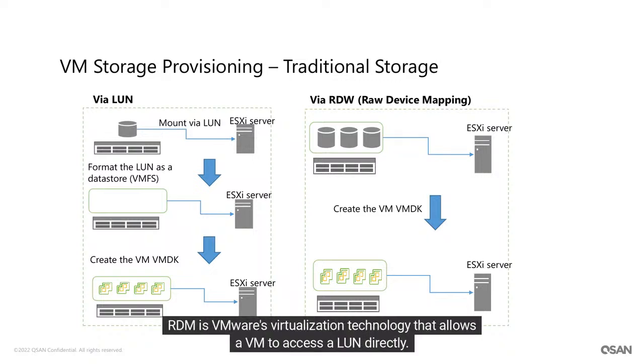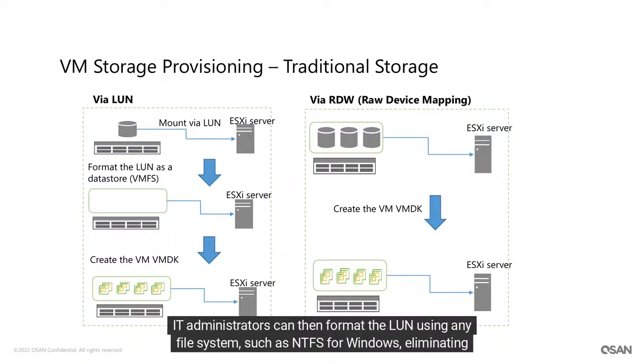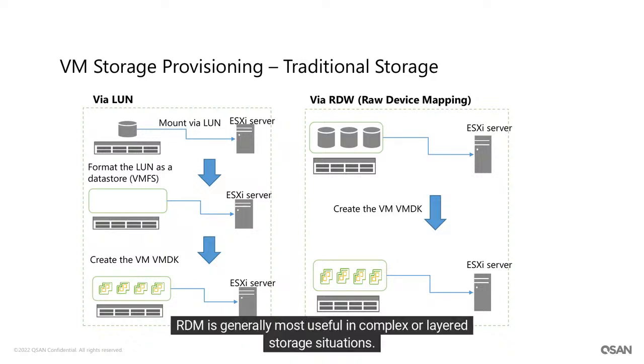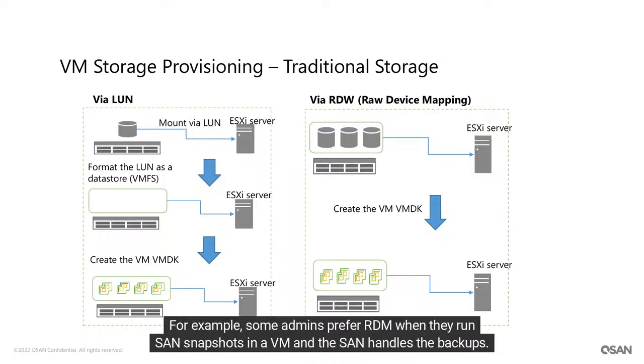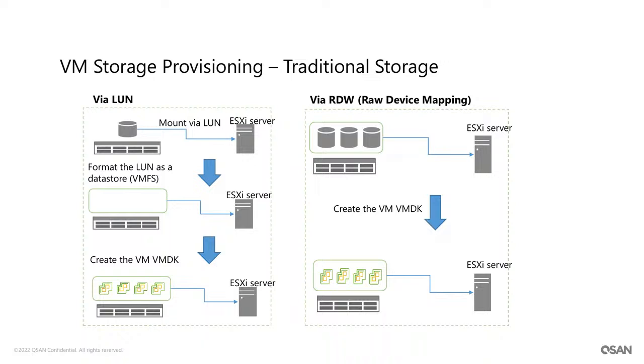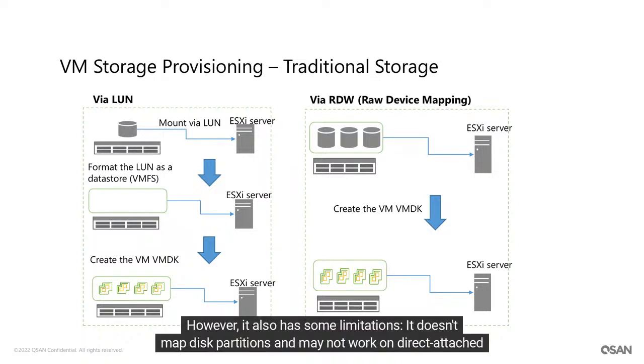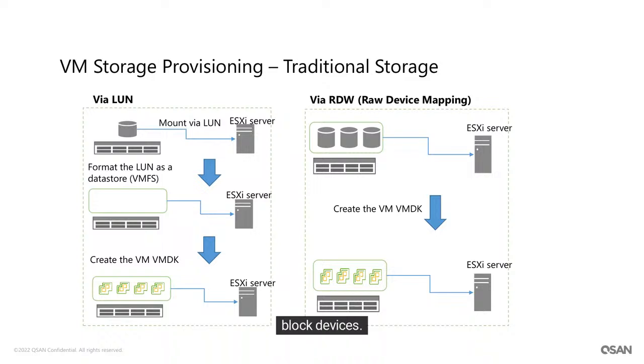RDM is VMware's virtualization technology that allows a VM to access a LUN directly. IT administrators can then format the LUN using any file system, such as NTFS for Windows, eliminating the need to use VMFS. RDM is generally most useful in complex or layered storage situations. For example, some admins prefer RDM when they run SAN snapshots in a VM and the SAN handles the backups. However, it also has some limitations. It doesn't map disk partitions and may not work on direct attached block devices.